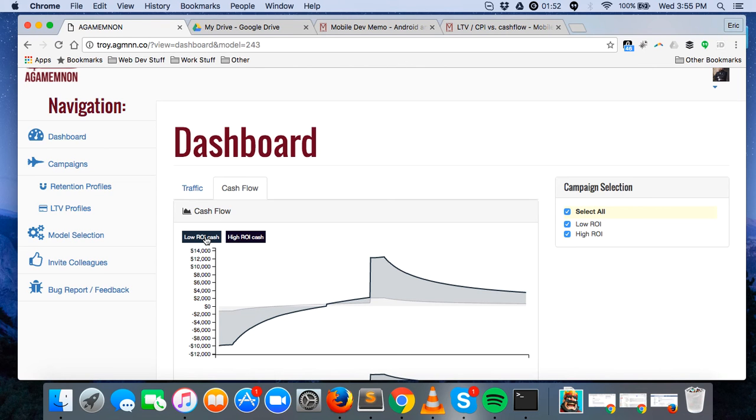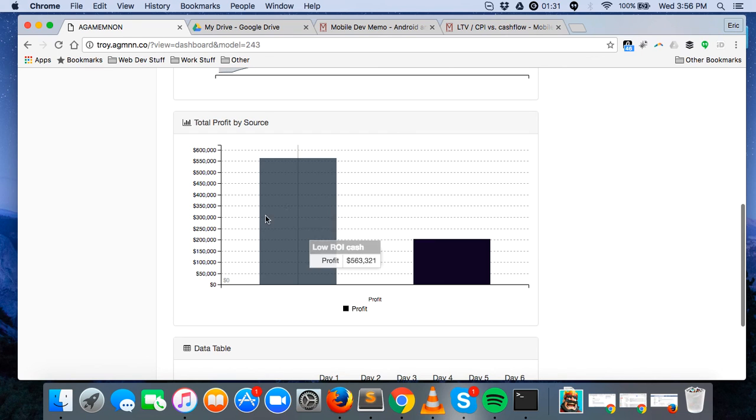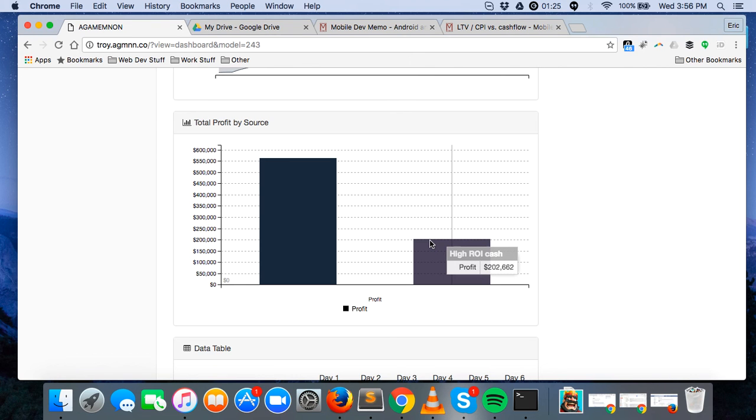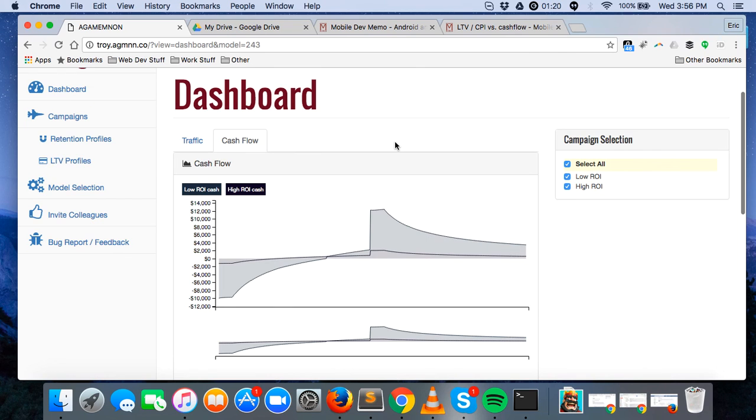What we see is the low ROI campaign has bigger upfront losses and bigger upfront outlays, and the high ROI campaign is pretty flat. It starts off with pretty low losses, then jumps up at day 181, and steadily declines as your older cohorts churn out. But the interesting thing is that the low ROI campaign actually produces $560,000 of profit, and the high ROI campaign only produces $200,000.